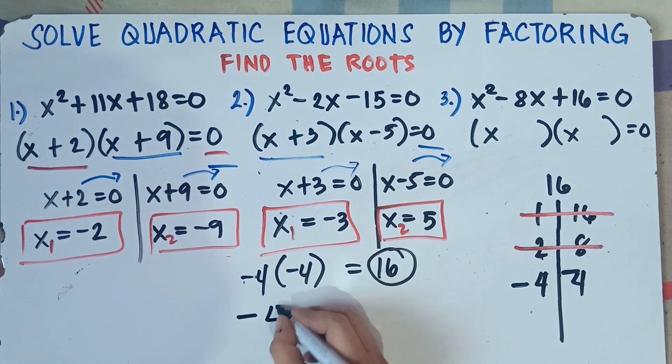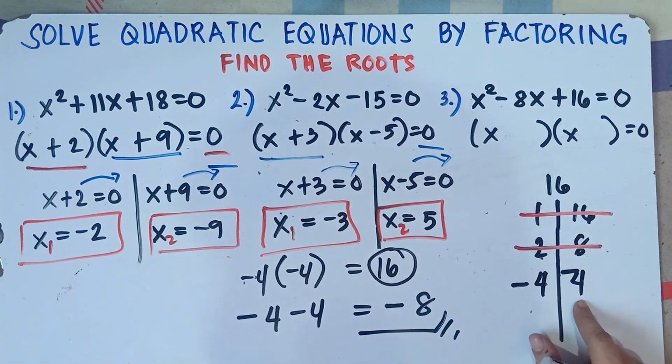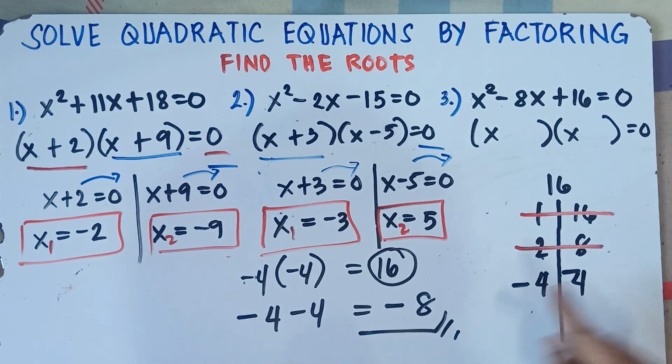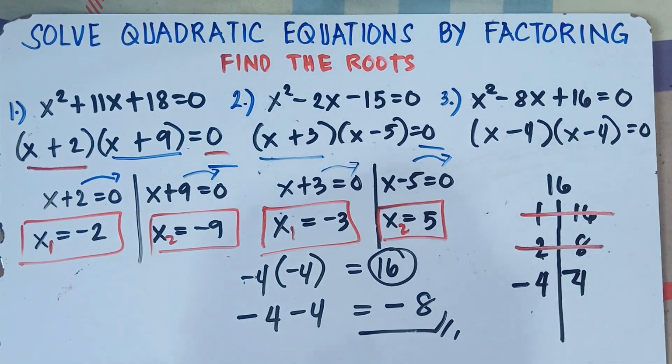Because if we combine both negatives, once again, you have negative 4 combined with negative 4. If the signs are the same, simply copy the sign, then you will add the numbers. Once again, negative 4 minus 4, that would be negative 8. So therefore, we will be using negative 4 and negative 4. So this will be x minus 4 and then x minus 4.